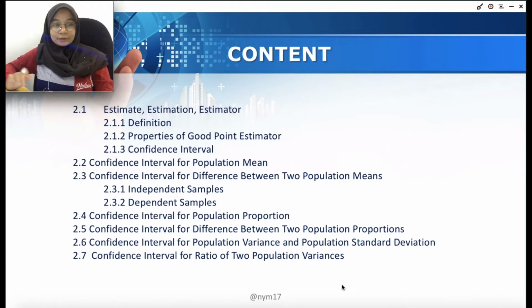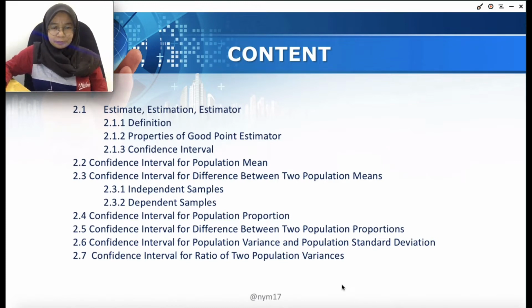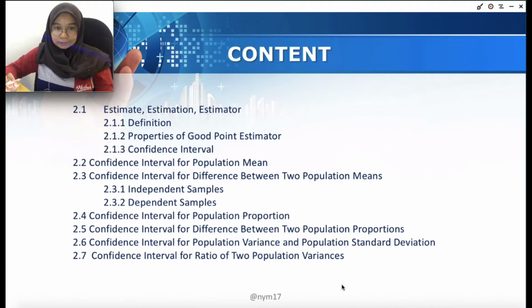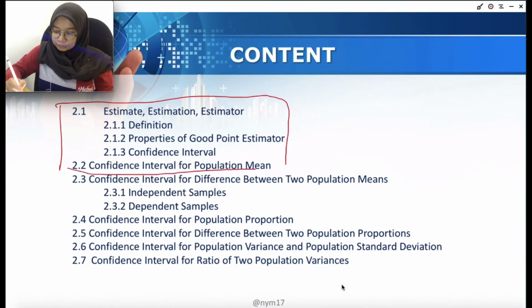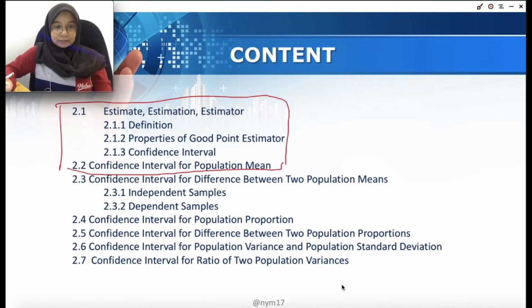Next, what are the contents? In chapter 2 we have 2.1, 2.2, 2.3, 2.4, 2.5, 2.6, and 2.7. So don't worry, we'll go one by one. This time I will cover 2.1 and 2.2: estimate, estimation, estimator, and confidence interval for population mean. Once you know how to do confidence interval for population mean, you can do the rest of the confidence intervals on your own.